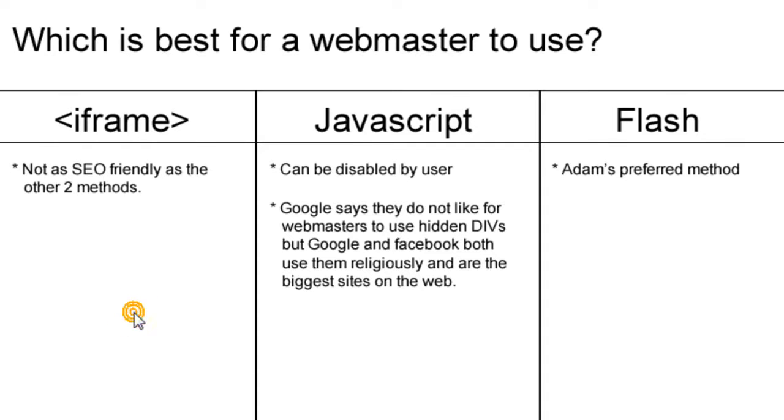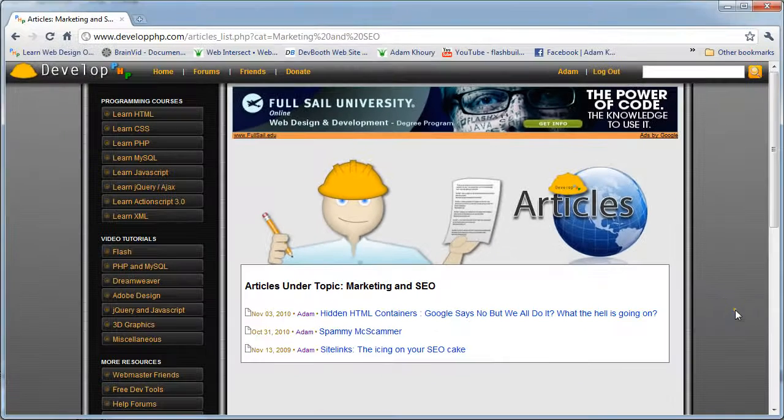Okay, so iframes. The disadvantage to using iframes or floating frames on your website is that search engines sometimes have a difficult time spidering and indexing that data, and also establishing links to that data that is within the frames. Now with JavaScript, the disadvantages are that it can be disabled by the user, and Google says they do not like for webmasters to use hidden divs, but Google and Facebook both use them religiously and are the biggest sites on the web.